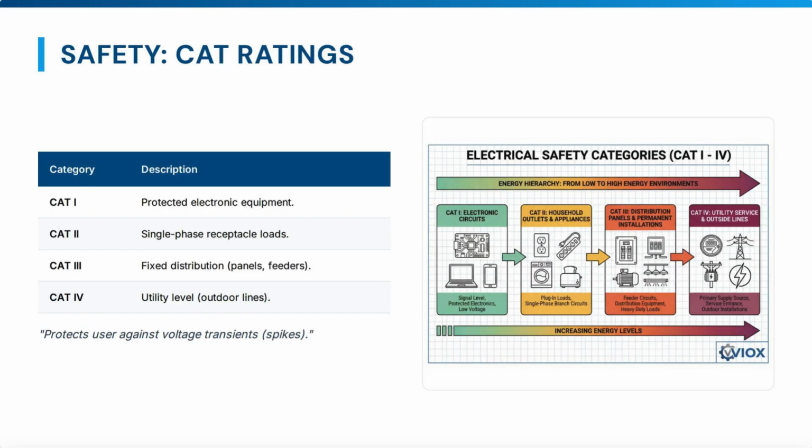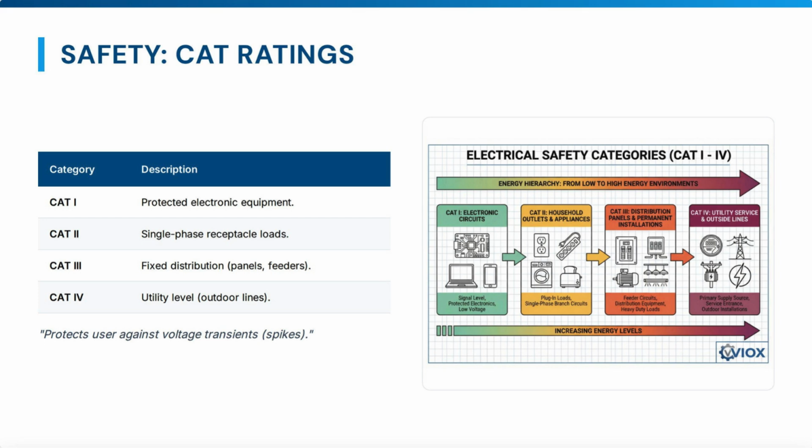Symbols. CAT, category, ratings define electrical safety measurement categories under IEC 61010-1, classifying environments by their potential to withstand voltage transients, spikes, and energy levels. Higher categories indicate closer proximity to the power source with higher available fault currents.